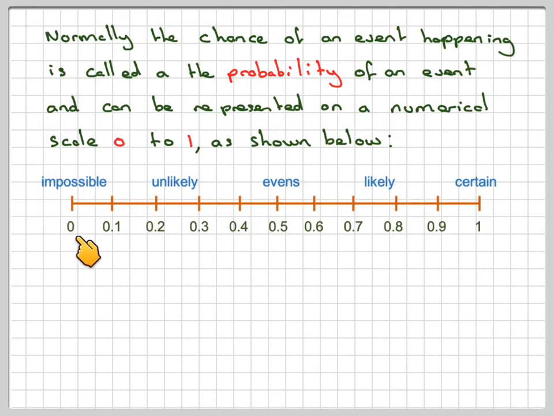All probabilities are normally given as a fraction between 0 and 1. So this has been a video to show you about probability scales and representing probabilities on a scale. I hope you've understood, and I thank you very much for watching.